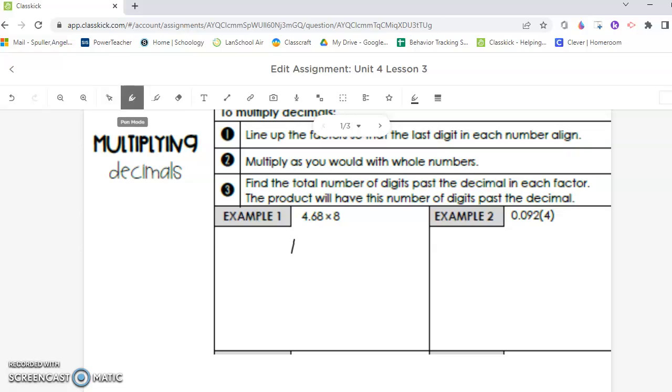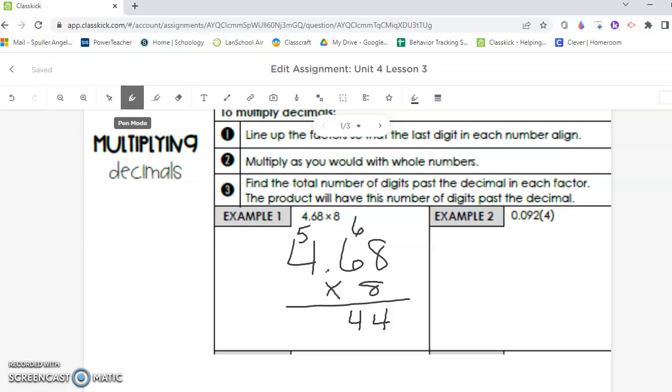We have 4.68 times 8. Okay, 8 times 8 is 64. So 6 up. 8 times 6 is 48, plus 6 is 54. Put the 5 up. Now, normally we carry the decimal down. Don't do that here. 8 times 4 is 32, plus 5 is 37.